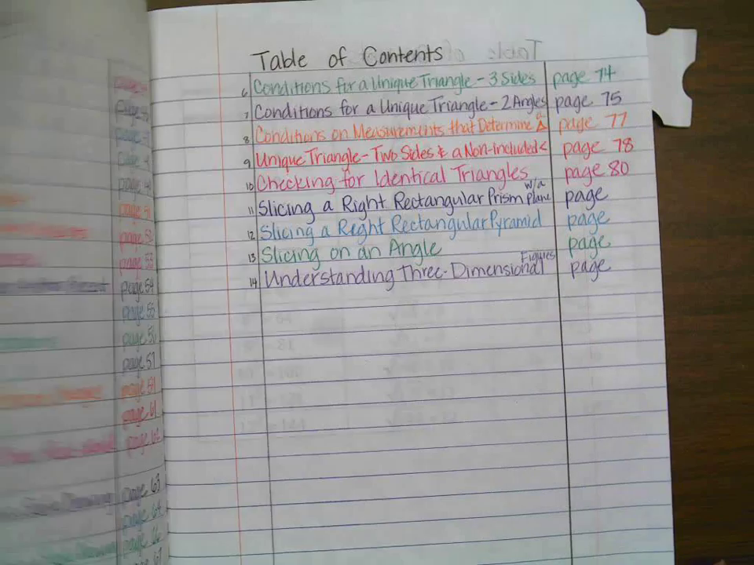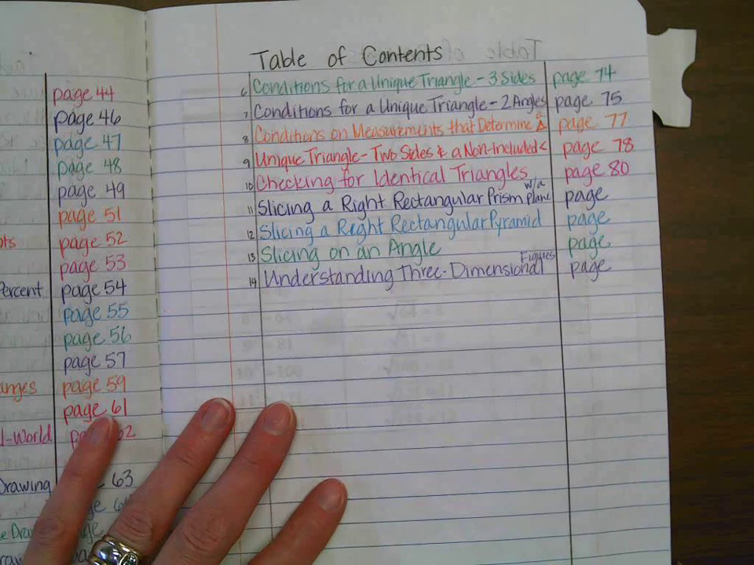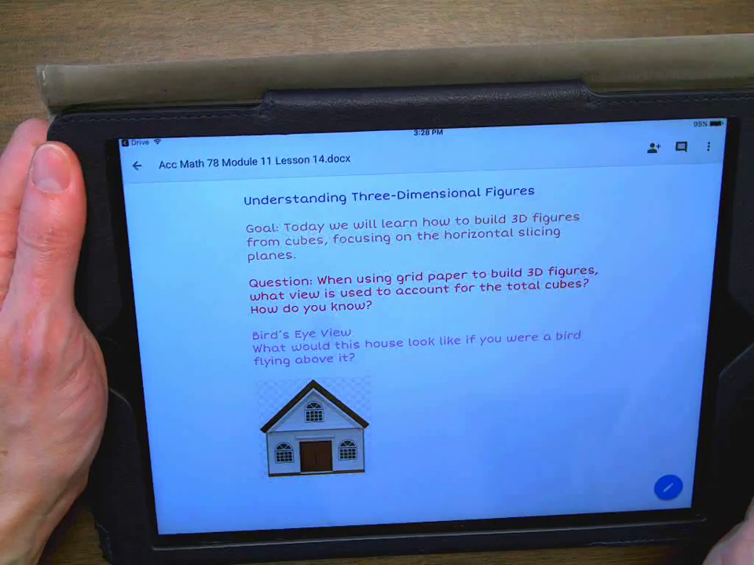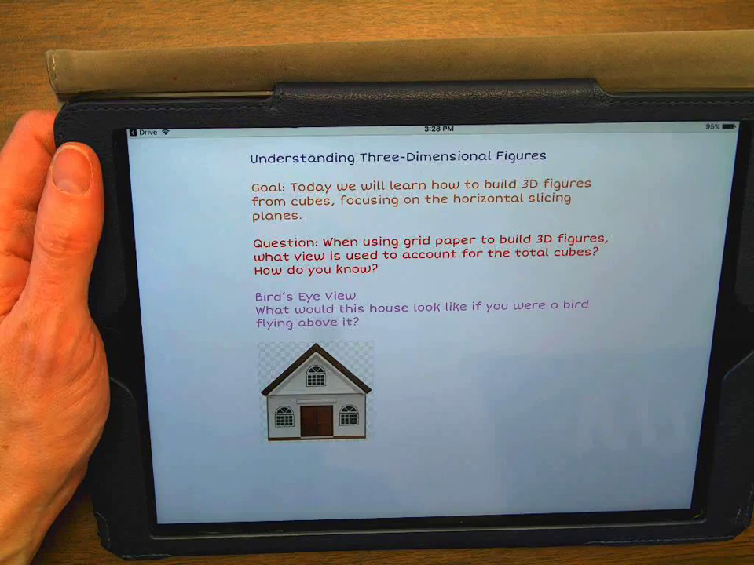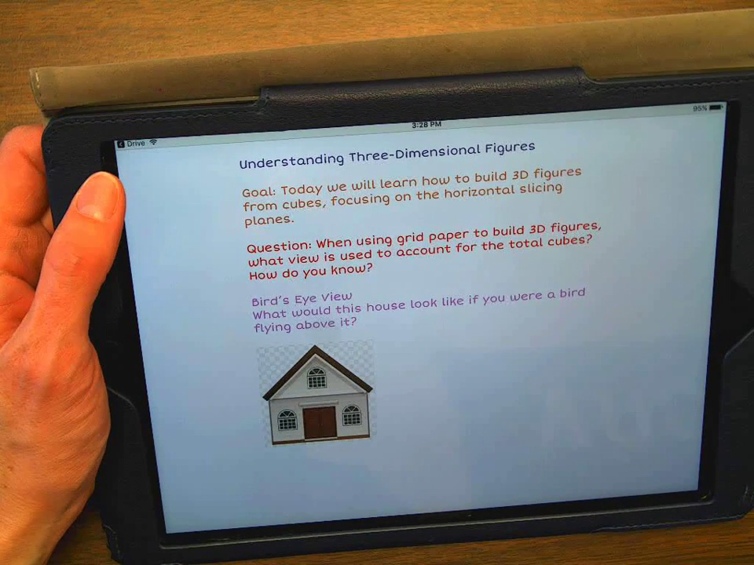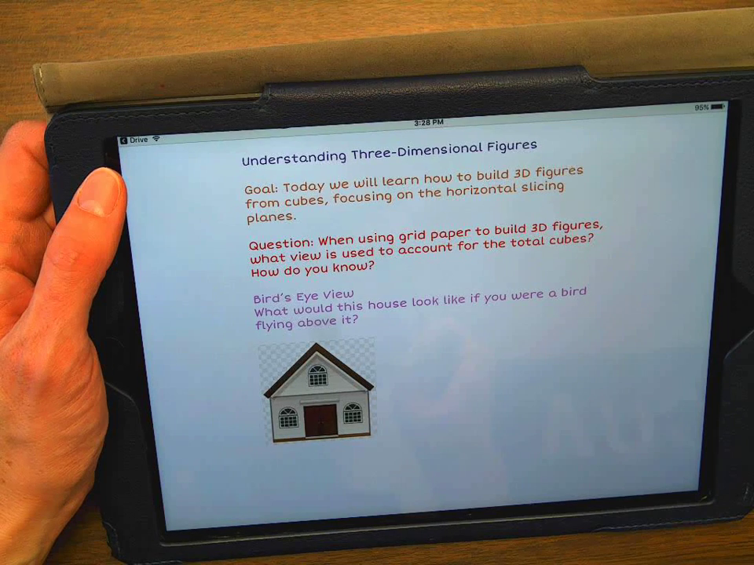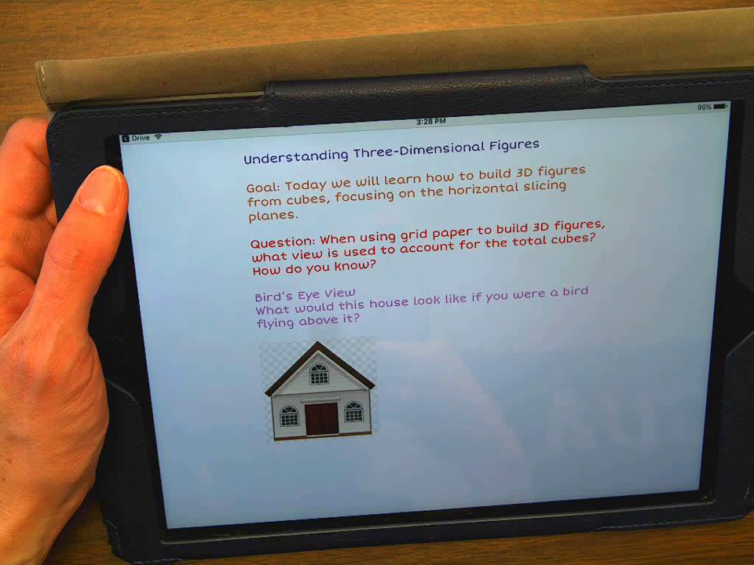Module 11, Lesson 14 is what we're starting right now, and it's called Understanding Three-Dimensional Figures. Here are our notes for this. Our goal for today: today, we will learn how to build three-dimensional figures from cubes, focusing on the horizontal slicing planes.